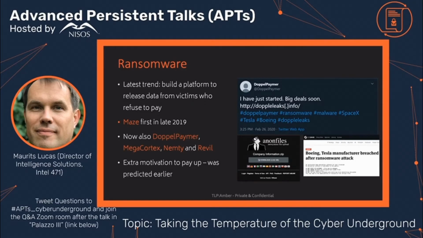And basically, they achieve two goals with that. One, it's an extra motivation for afflicted organizations to pay up. And secondly, some of them are publishing it. Others are first offering the information for sale, and then once they've done monetizing it that way, then they'll publish it. This approach was predicted earlier, but now in early 2020, we see all of these groups suddenly starting to do it.